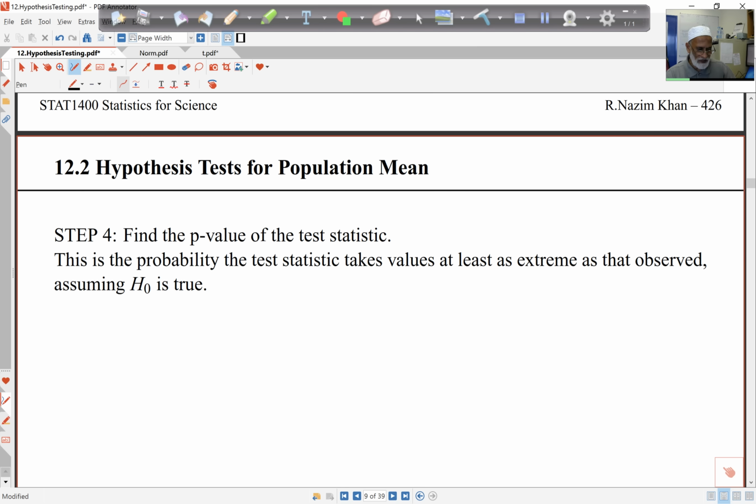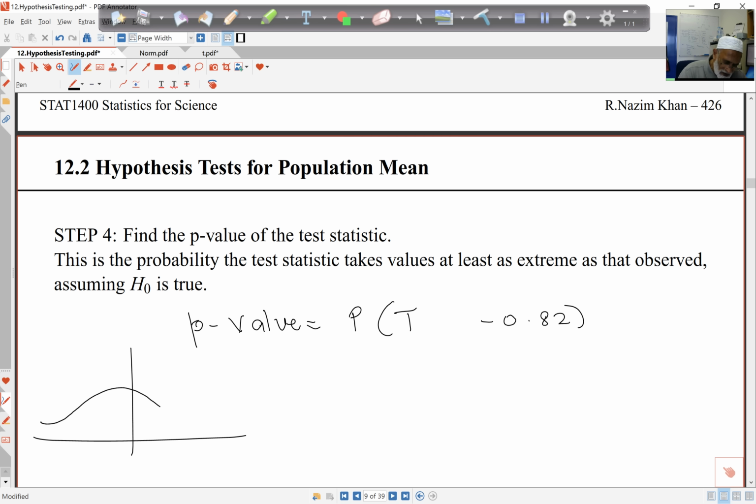Next is to find the p-value for the test statistic. And so the p-value is simply given as the probability that t is, and the value I had from the data was negative 0.82. Extreme values are always away from the middle. So the middle here is 0, extreme is negative 0.82, and so that's where my p-value lies.